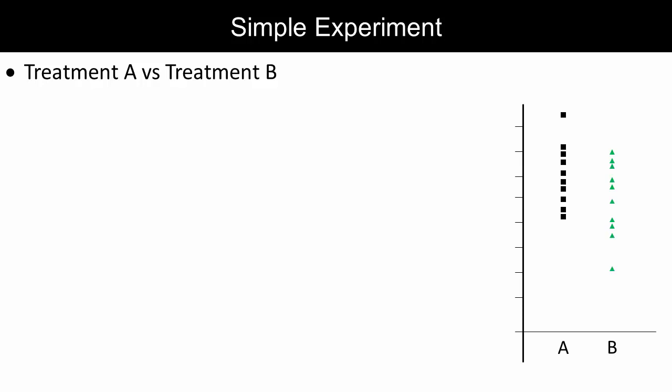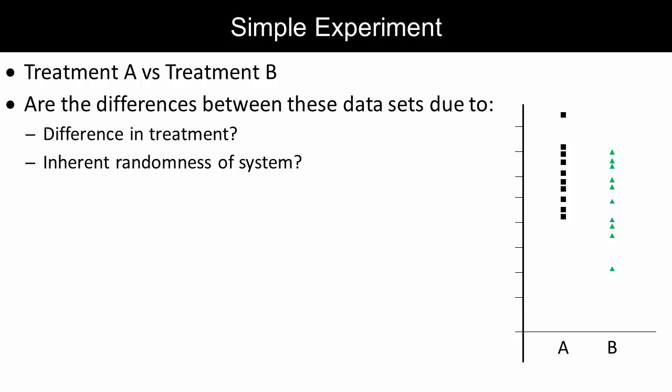As we discussed last week, unavoidable sources of random error will always cause measurements to be different. If we took 10 measurements from treatment A, and then 10 more measurements from treatment A, they would be different. So when we see the data from treatment A and treatment B, we have to ask, are the differences due to the change in the independent variable, or just the inherent randomness of the system?